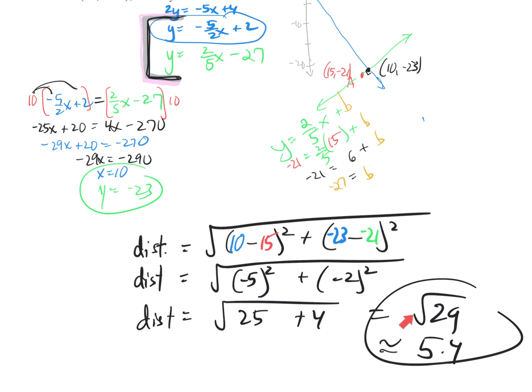The distance from that point to the line is the square root of 29, which is approximately 5.4.